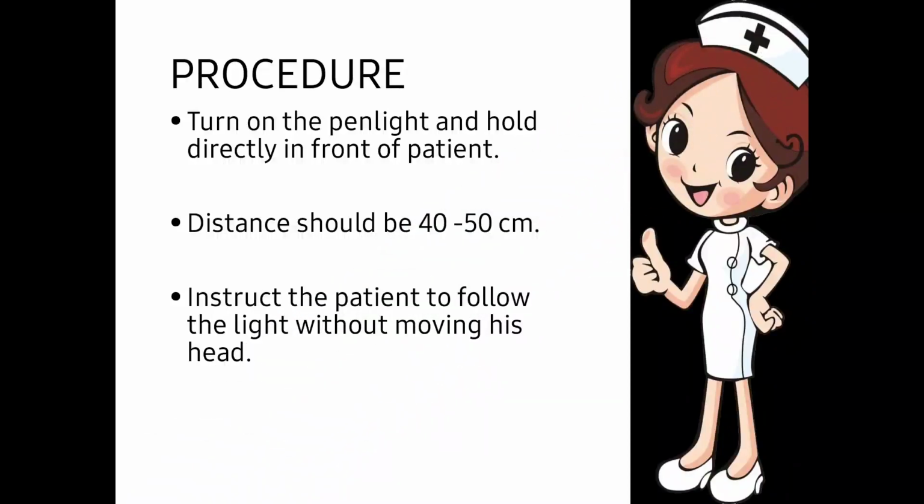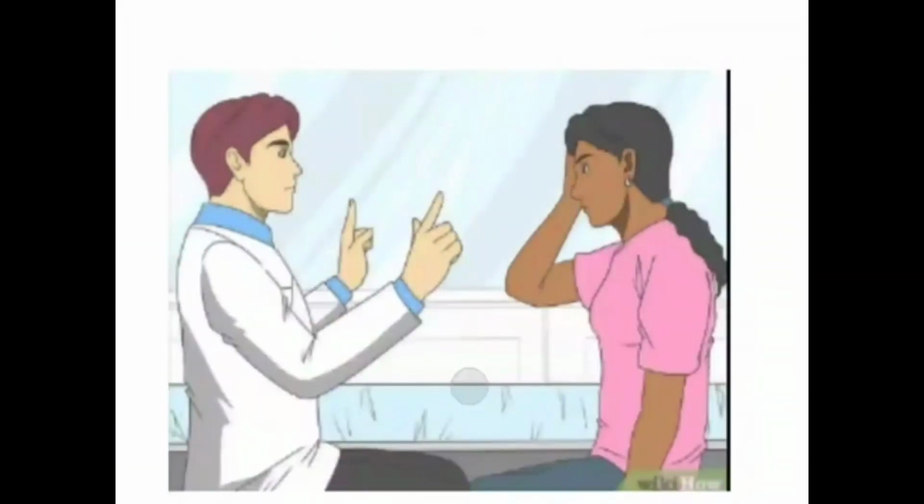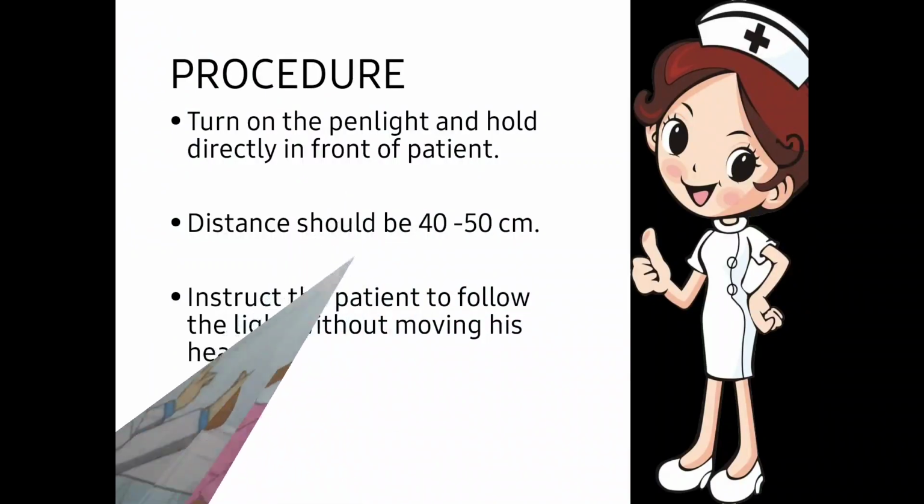Next, turn on the pen light and hold it directly in front of the patient. The examiner has to turn on the pen light or torch, whatever he has, and hold it directly in front of the patient. The distance should be 40 to 50 centimeters. The distance between both of them should be 40 to 50 centimeters.